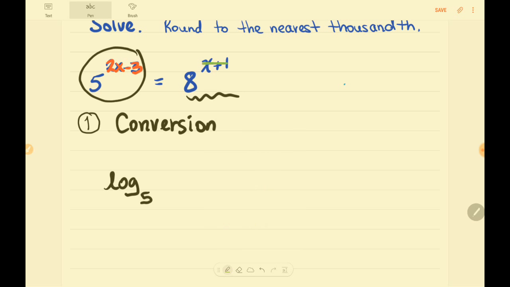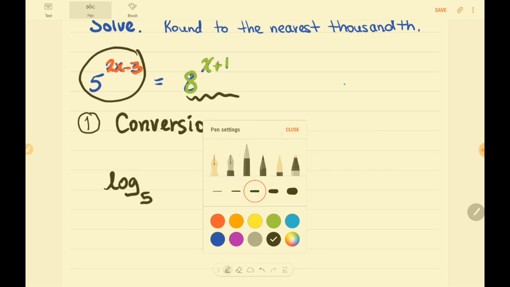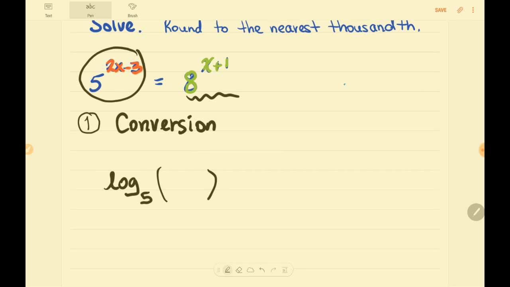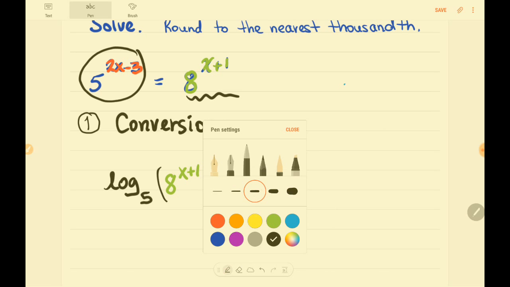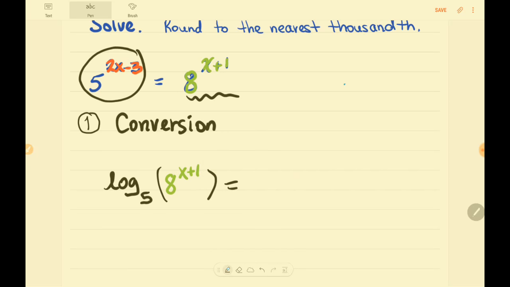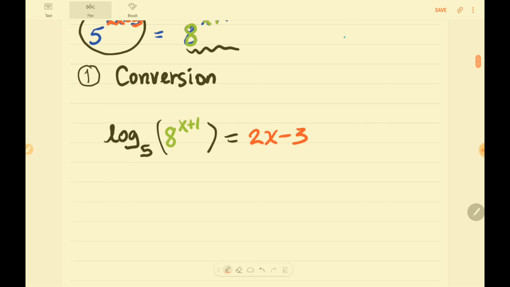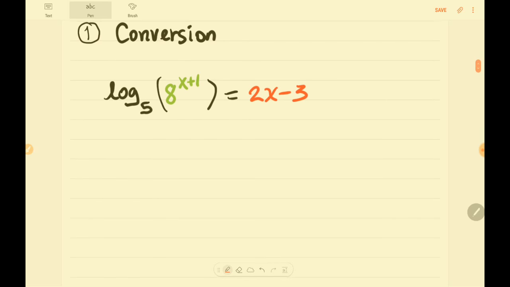And this entire expression is going to be the argument of the log. Okay, so my log of 8 to the x plus 1 is equal to 2x minus 3. So that's the conversion step. I just converted from exponential form to logarithmic form.